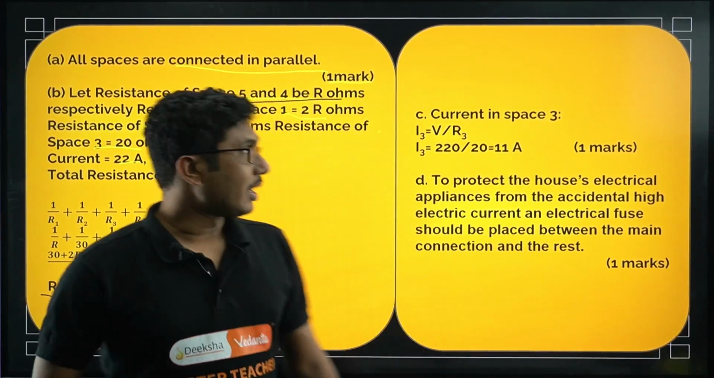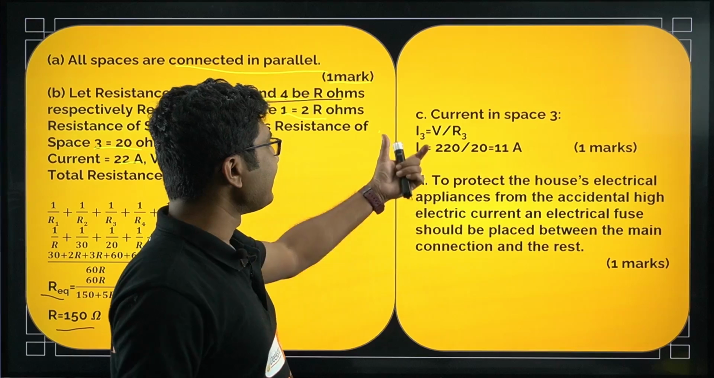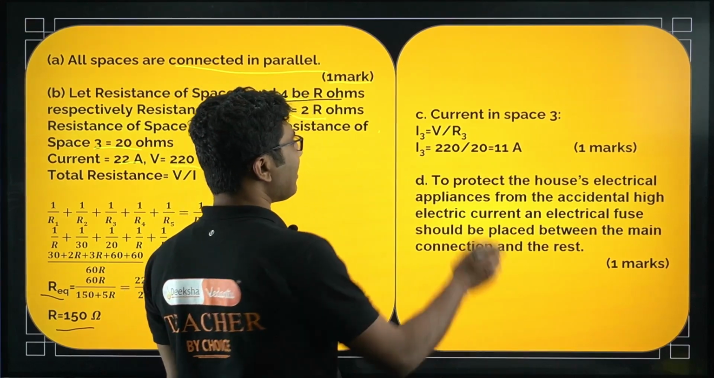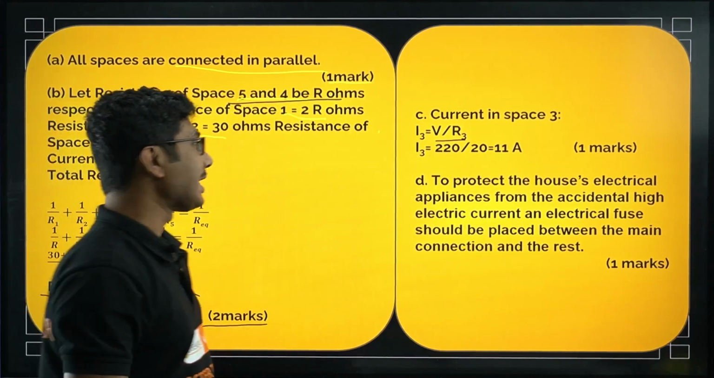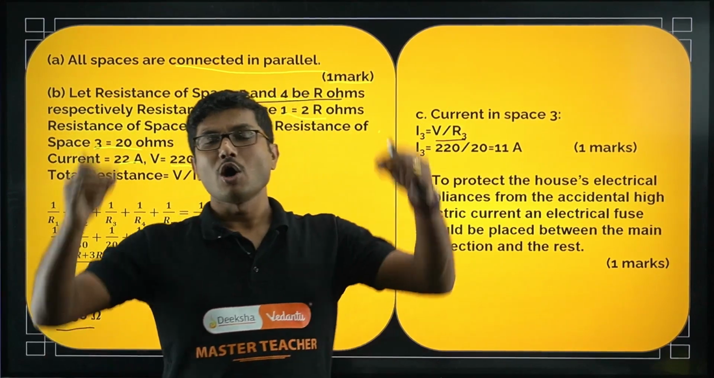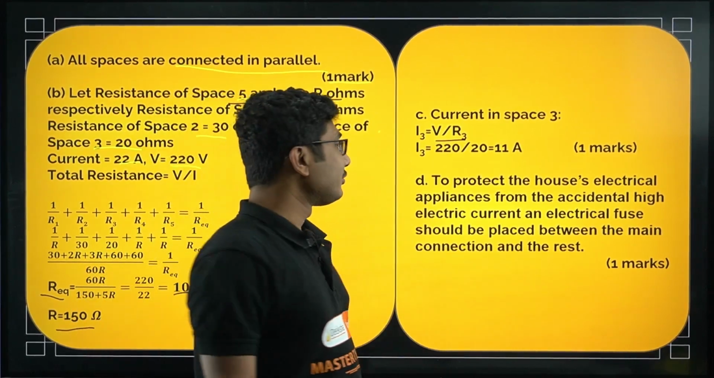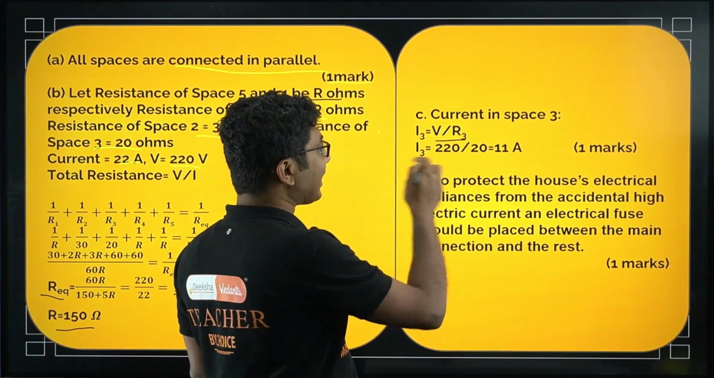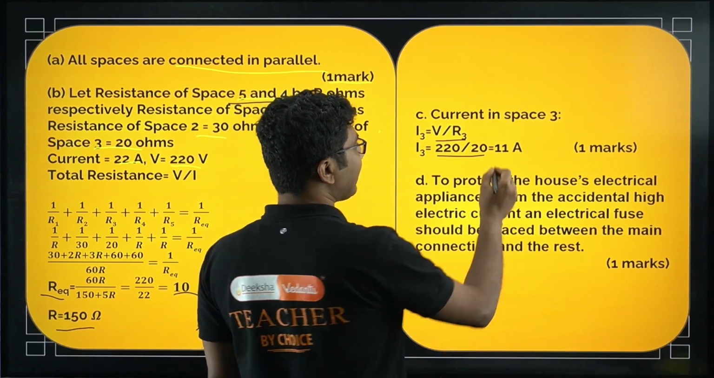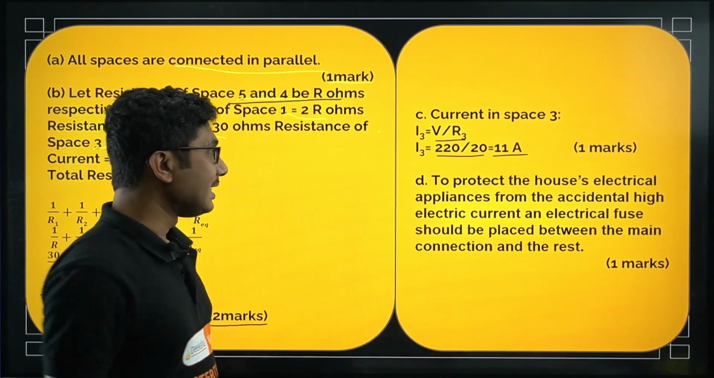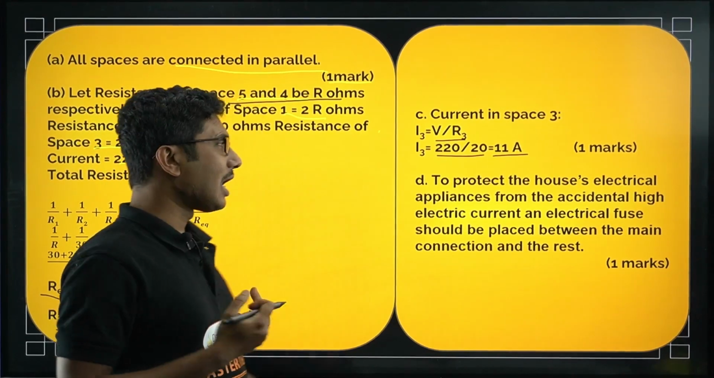Now what else? Current in R3 is very important. Current in R3 is basically I3. I3 is V by R3. They are all connected in parallel combination, so we know that in parallel combination, the voltage across all the resistances is the same. So I3 is V by R3, that is 220 divided by 20, that is 11 ampere. So 11 ampere is the current in R3. Easy question. Even though the diagram looks complicated, it is actually an easily answerable question.